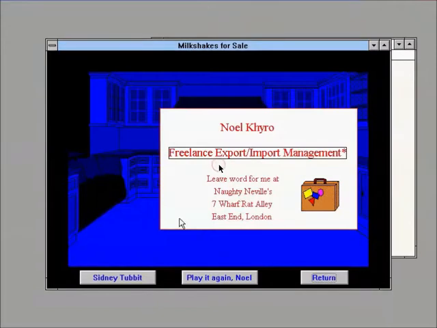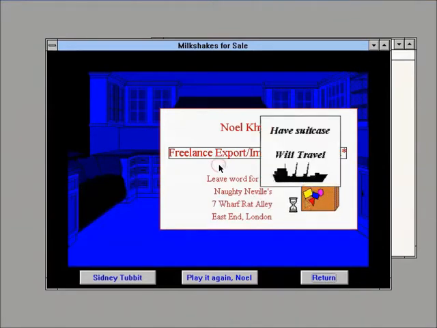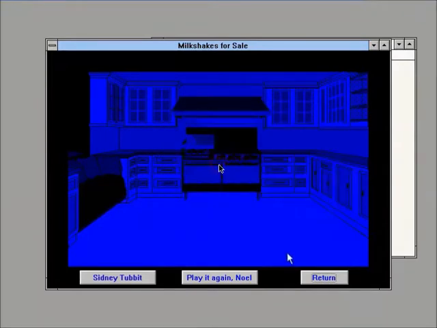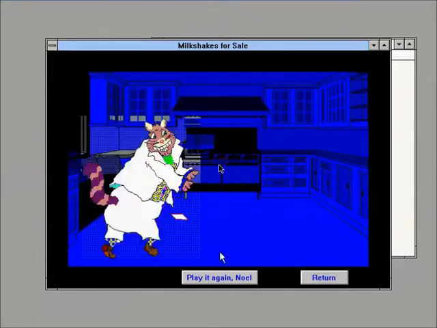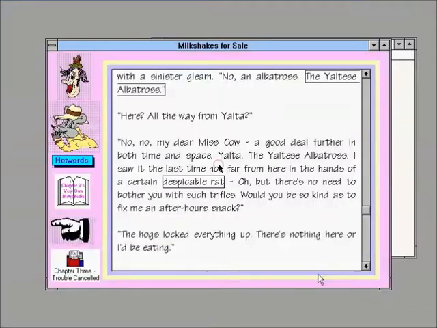Odd. Noel Cairo, freelance. Exports, imports, management. Leave word for me in Nottingham. Have suitcase, will travel. Okay. There's that guy in his Cheshire Cat. Okay, so we got Alice in Wonderland original characters way before DeviantArt. This was like 7 years before DeviantArt.